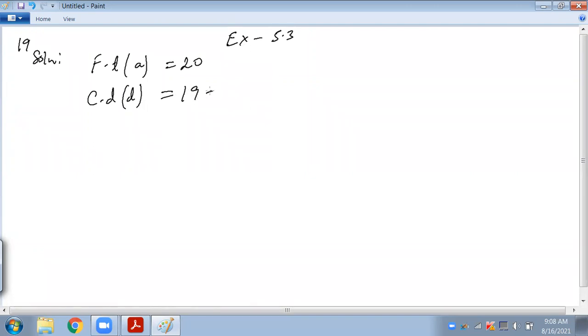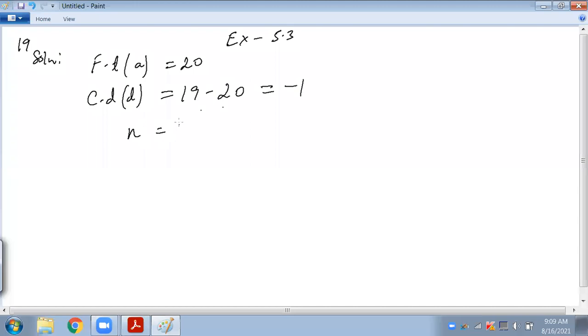Exercise 5.3, question 19 solution. So here the first term will be taken as 20. Then the common difference will be what? Second term minus first term. The second term will be the row that is above the bottom row, and in that we know there are 19 logs. So it will be 19 minus 20 equal to what? Minus 1. Now, as we go up, the number of logs will reduce. So here the common difference will be negative.